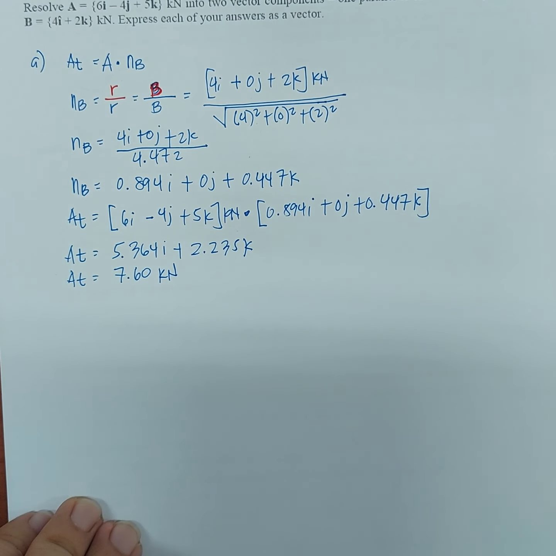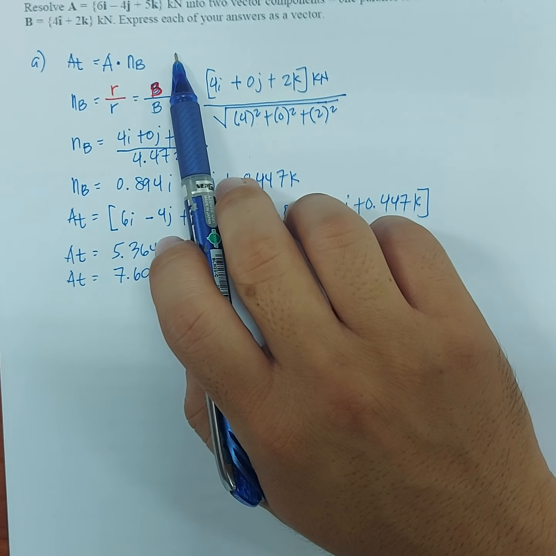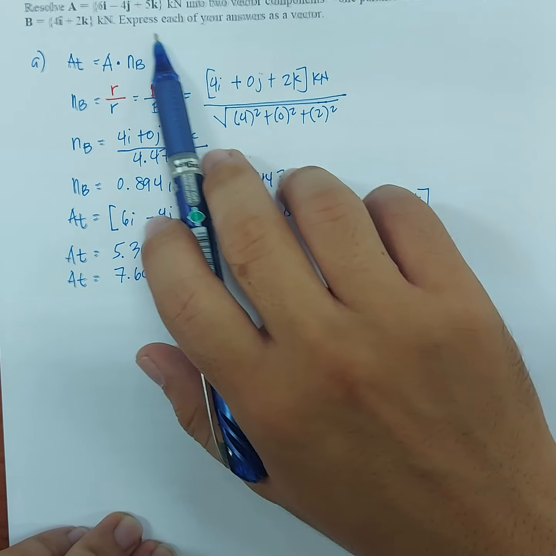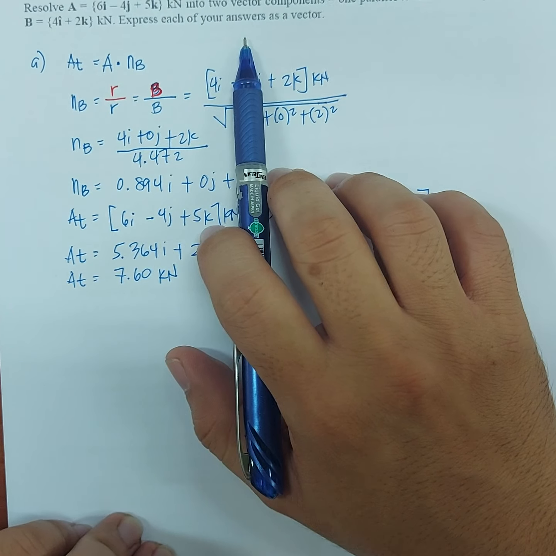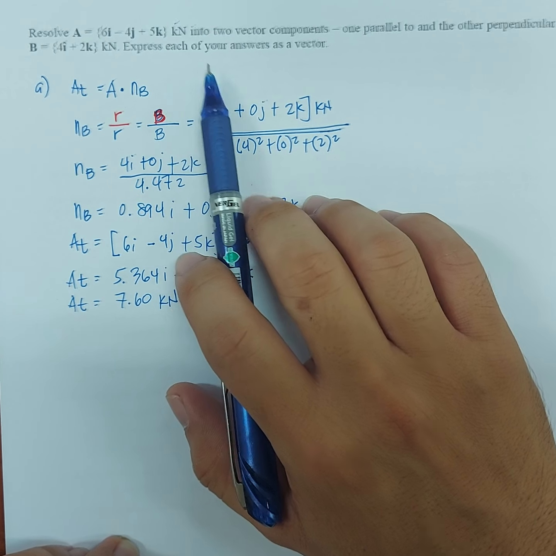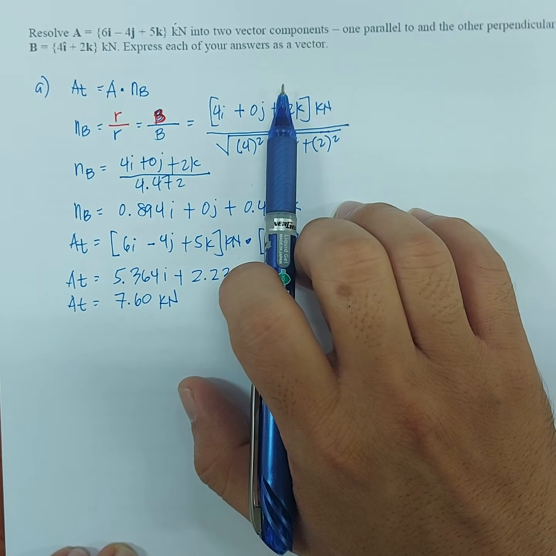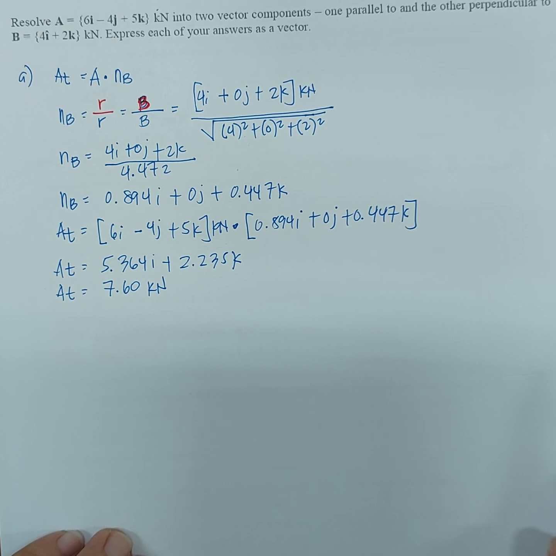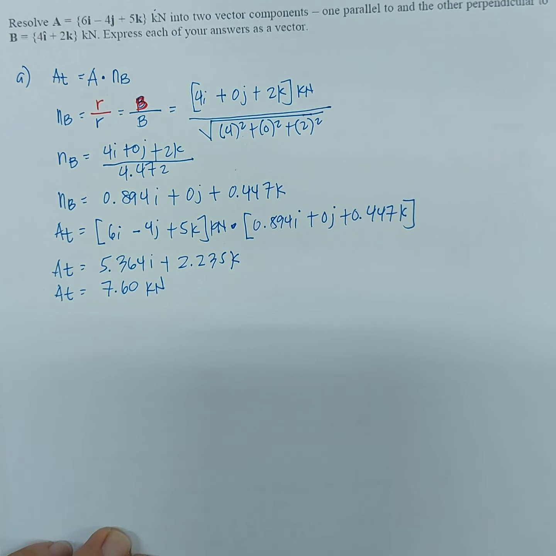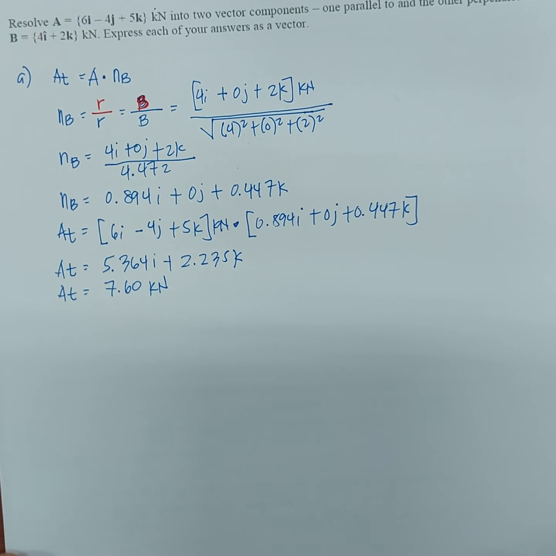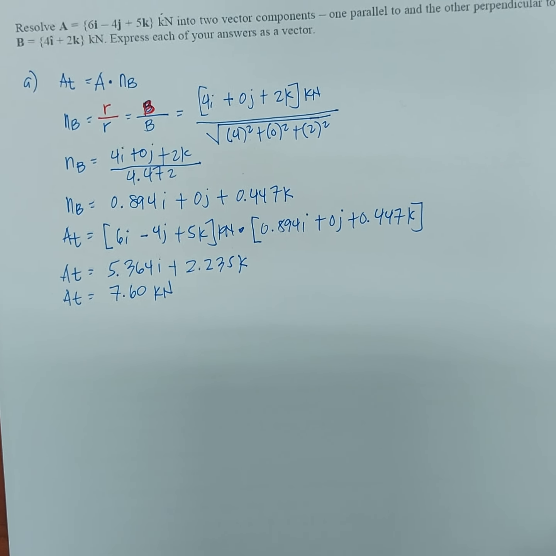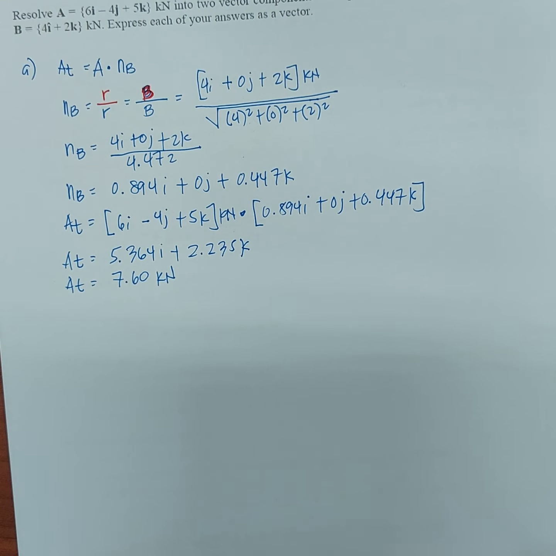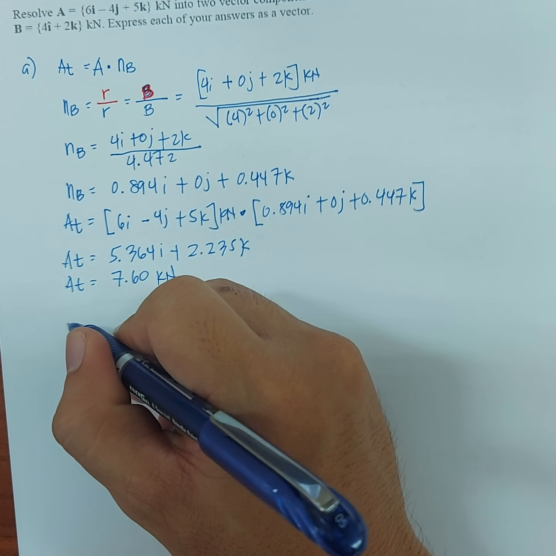Okay, but take note, we have to express our answer in Cartesian vector form. Express each of your answers as a vector, in Cartesian vector form. Alright, so how do we do that? How do we express AT in Cartesian vector form? We simply multiply.